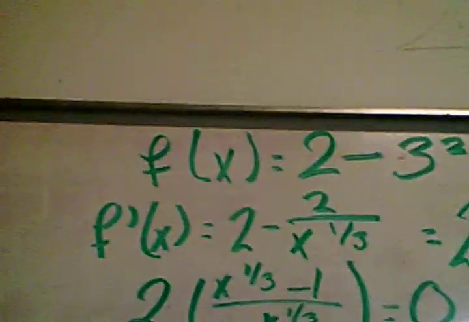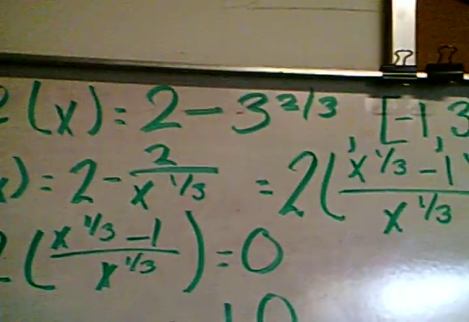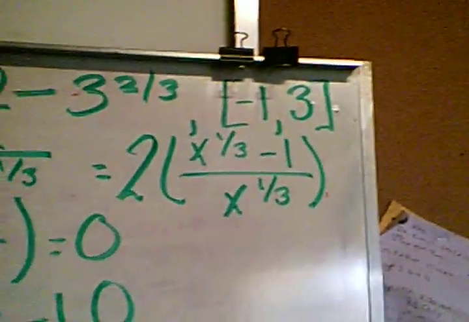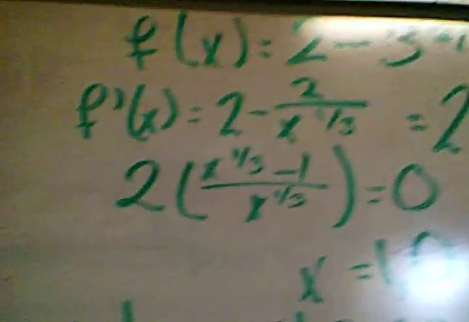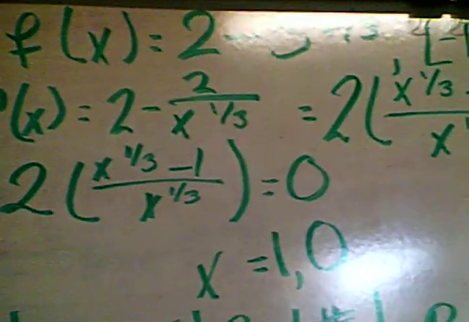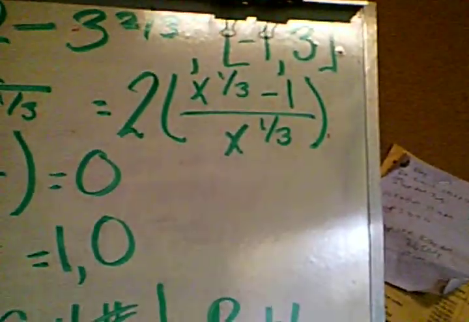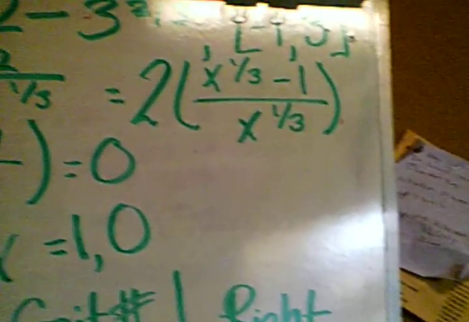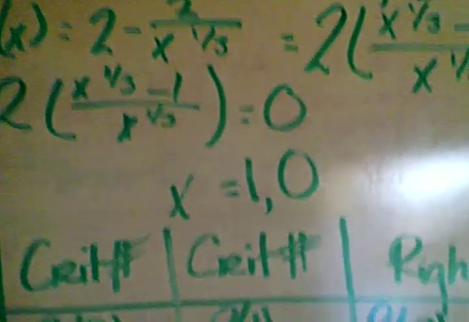Now another equation we can do, just as another example, we have the function f of x equals 2 minus 3x to the 2/3 power on the interval -1, 3. So when we take the derivative, we get f prime of x equals 2 minus 2 over x to the 1/3 power, or it equals 2 times the quantity of x to the 1/3 minus 1 over x to the 1/3 power. So we set this equal to 0, and then x ends up equaling 1 and 0.